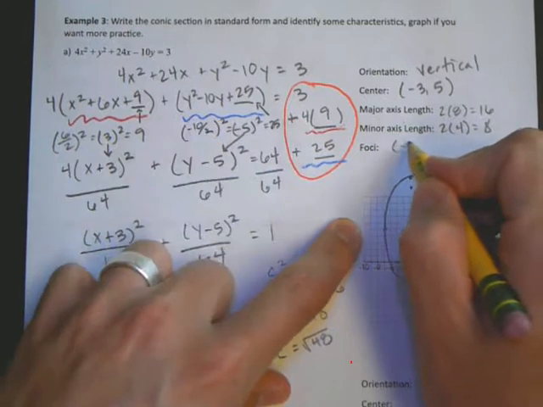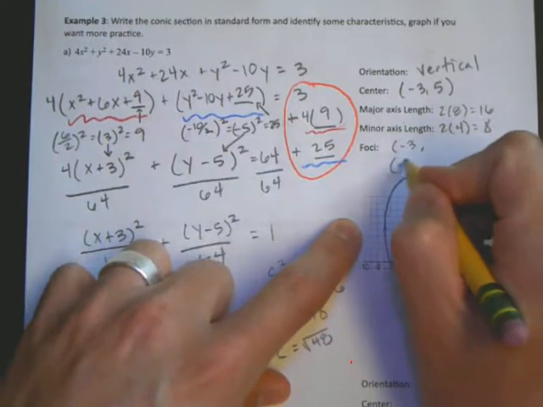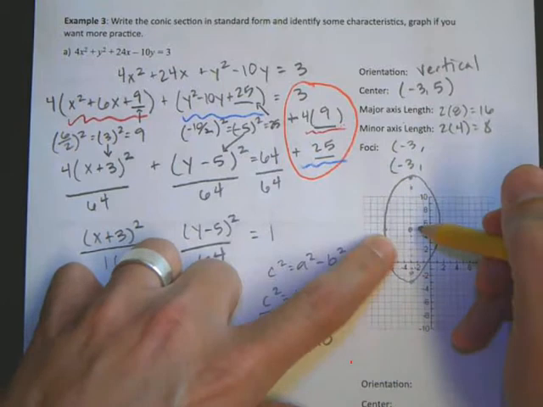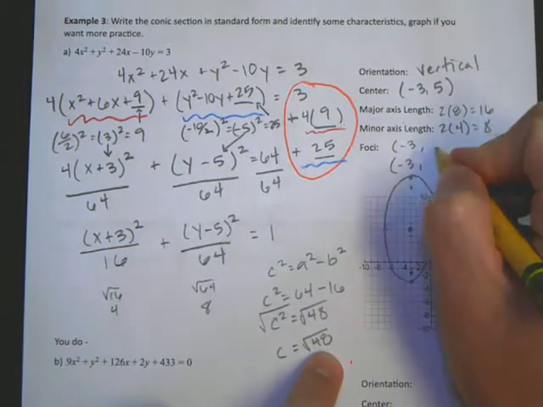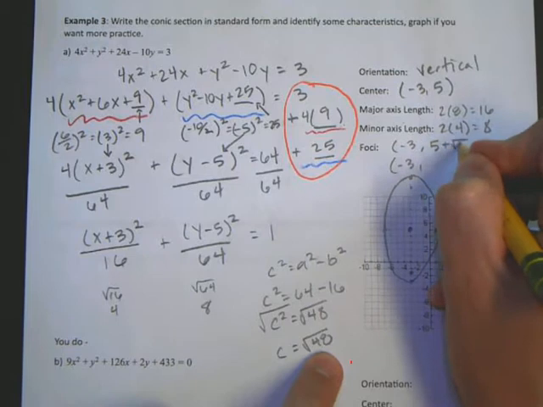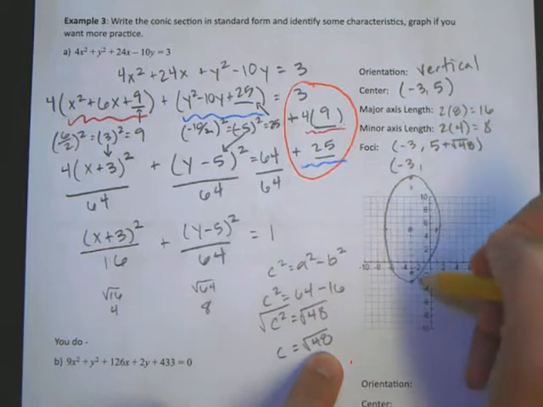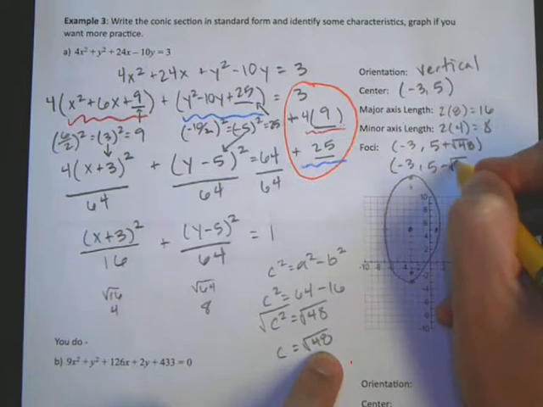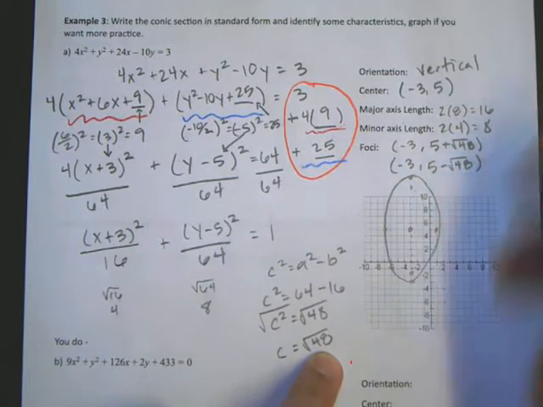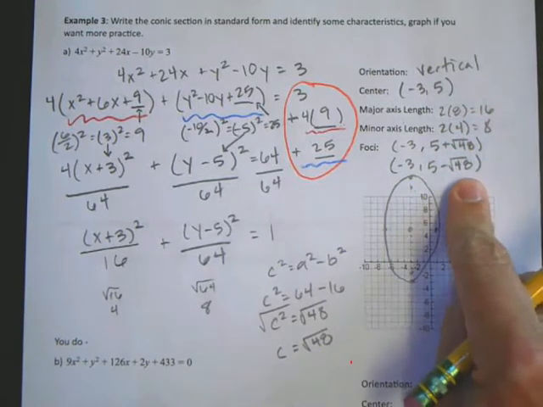I'm changing my y value by adding the square root of 48. 5 plus the square root of 48. I'm changing my y value by subtracting the square root of 48. 5 minus the square root of 48. This is what we're going to want to see on our assessment, ladies and gentlemen. And if you type that in Desmos, it'll plot those foci for you perfectly.